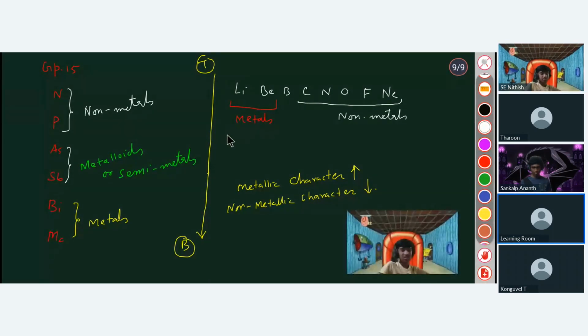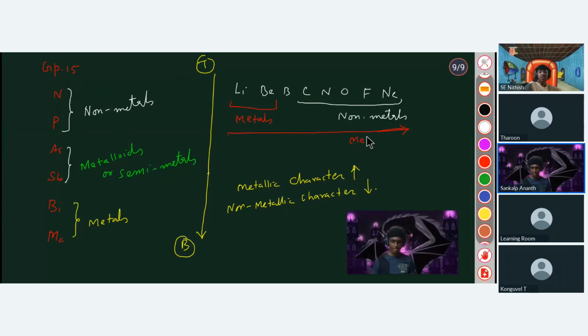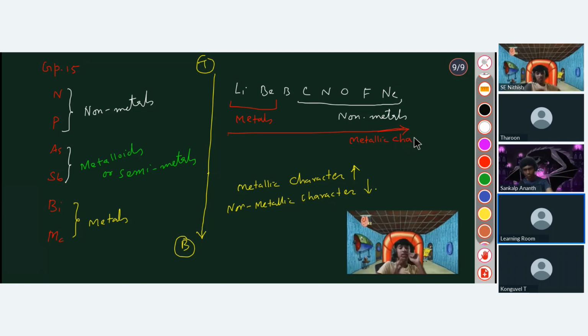So that means from left to right in a period, what happens? From left to right, the characters change from metals to non-metals. Metallic character will decrease. Metallic character decreases from left to right in a period. What will happen to the non-metallic character? Non-metallic character will increase.